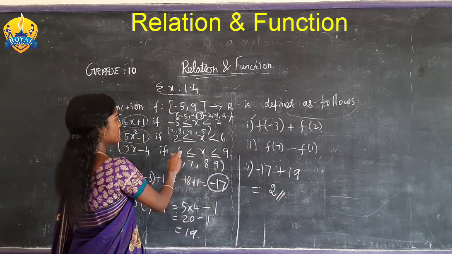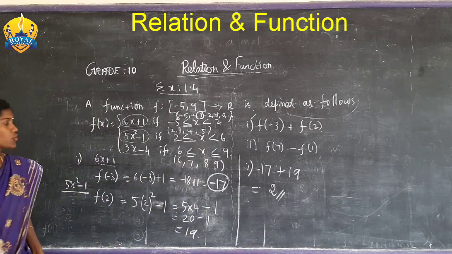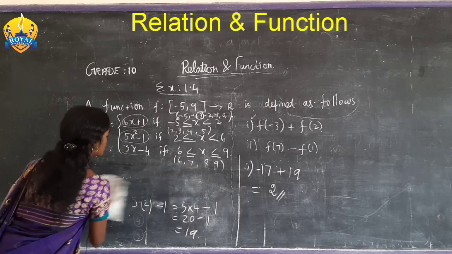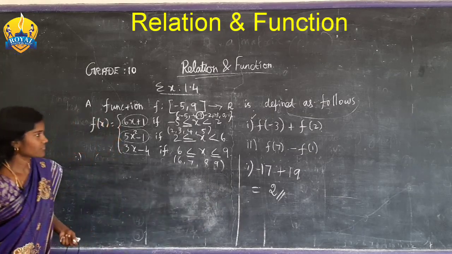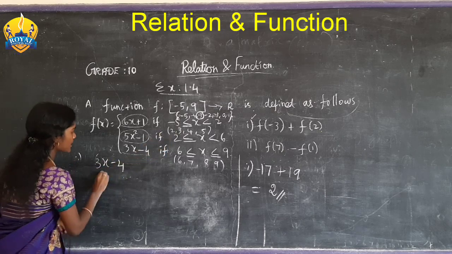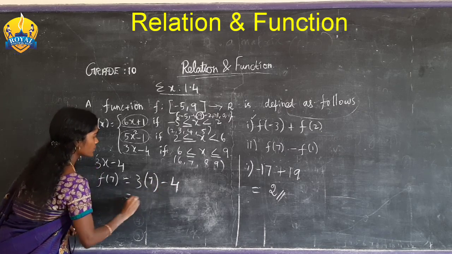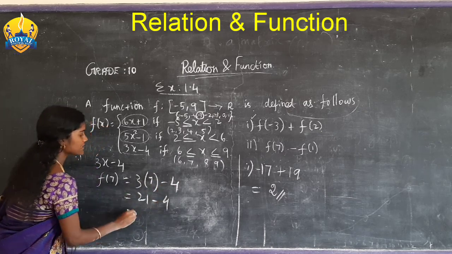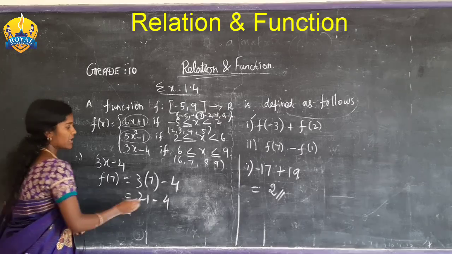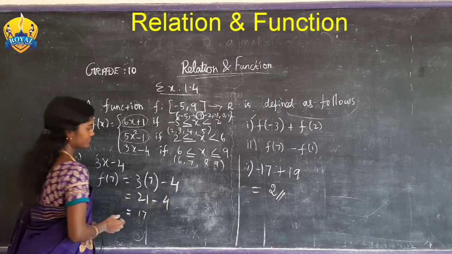The same thing for f of 7. Which condition is satisfied? 3x minus 4. Substitute: 3 times 7 minus 4, 21 minus 4. The answer is 17.